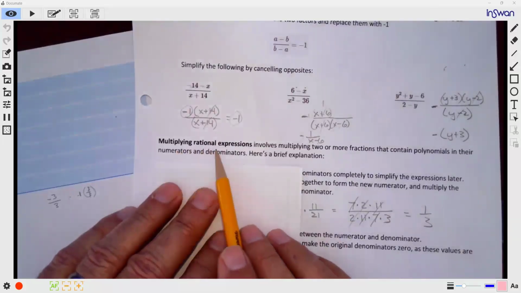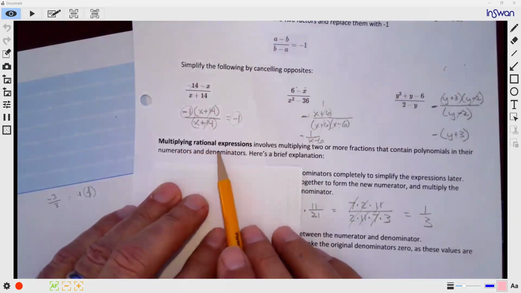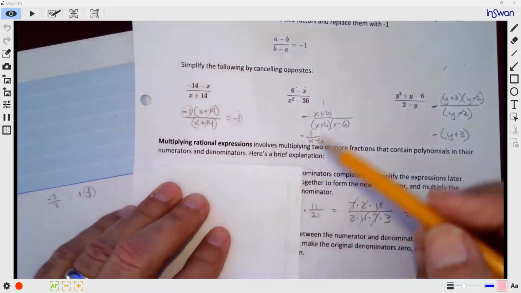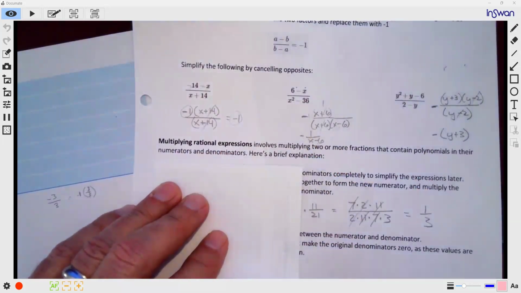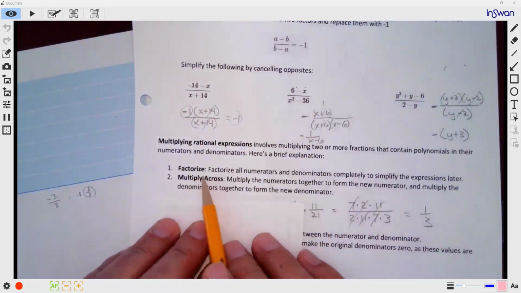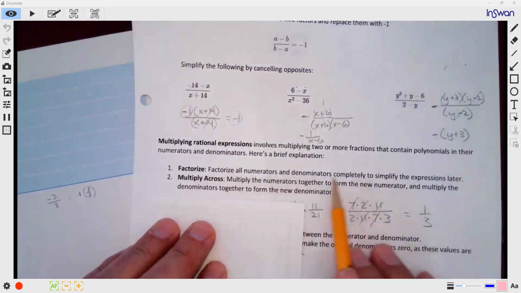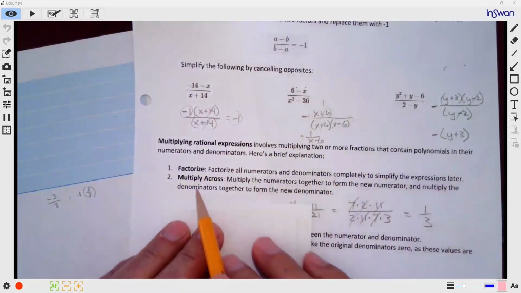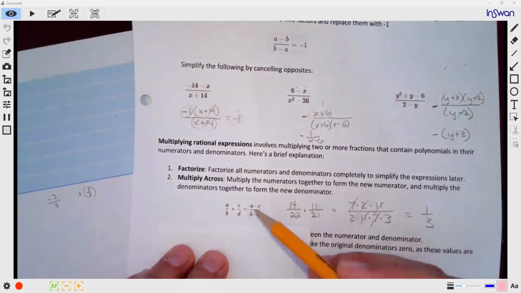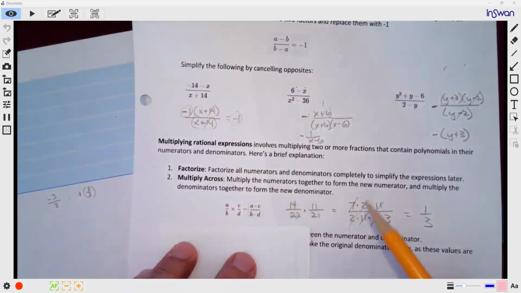Now we're going to look at multiplying rational expressions. Again, we're multiplying fractions, basically. As long as you understand that, you really should know how to do this already mathematically. The only thing that makes it more complicated is the fact that you've got to do some factoring. Okay, so let's take a look. You're going to factor everything, all numerators and denominators, completely to simplify the expression. And then when we multiply fractions, the rule is you just multiply the numerators and you multiply the denominators. Well, notice these are all factors. So any common factors can be canceled to simplify it.